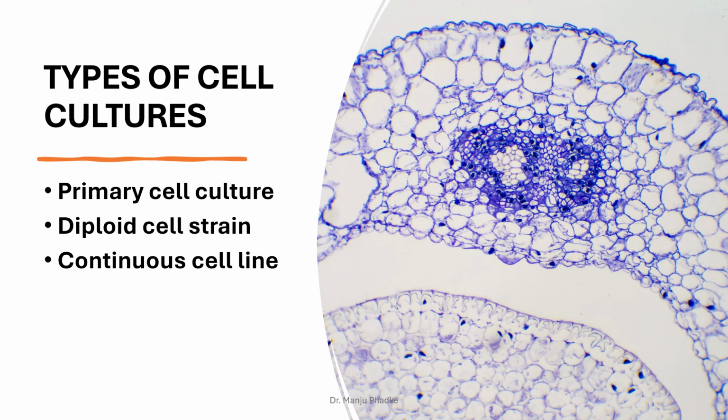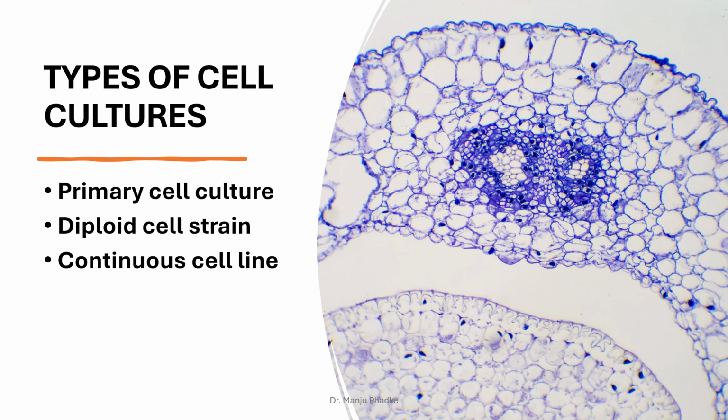Diploid strains are developed from human fibroblasts. This is an example, and they are susceptible to a wide range of human viruses, and very often they are used for the isolation of fastidious pathogens as well. Then you have the continuous cell lines. These are cells of a single type. Usually they are derived from cancer cells, and these are capable of continuous serial cultivation indefinitely.